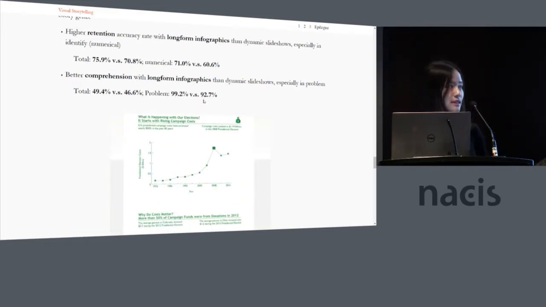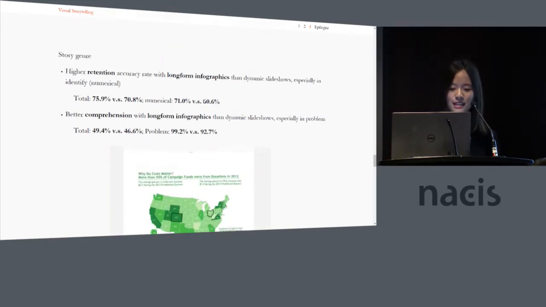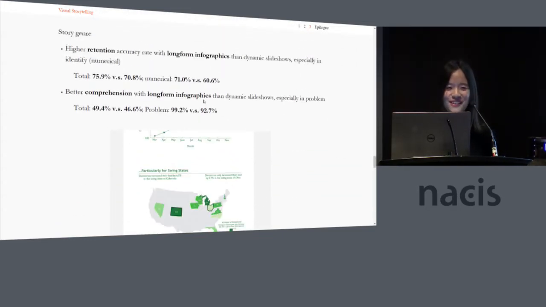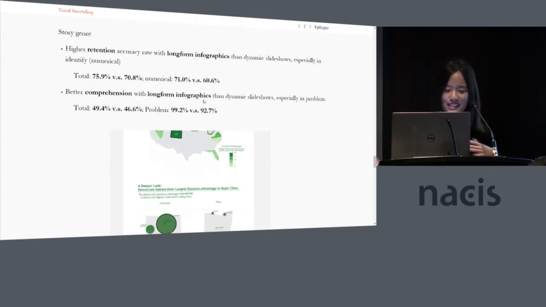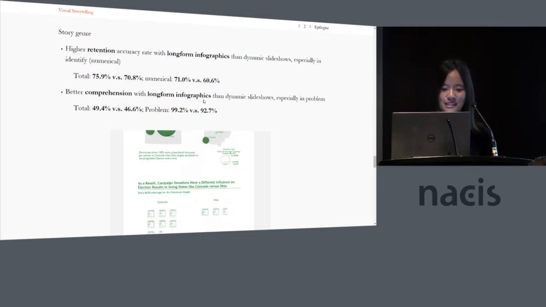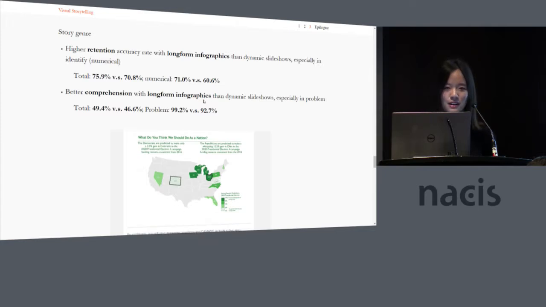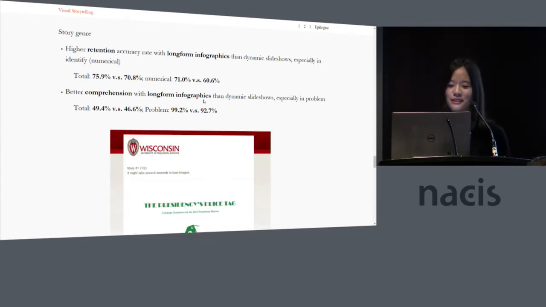So that's one of the reasons why I made my presentation today in this long-form infographic scrolling way, because based on my own studies it can help the audience to memorize and interpret things better. So hopefully after the conference you can still remember my story, or at least send some tweets about it.